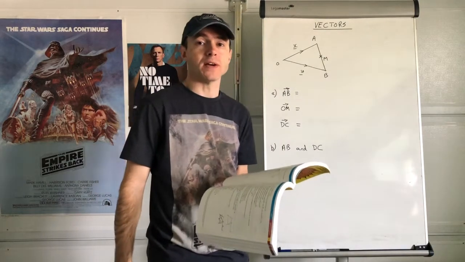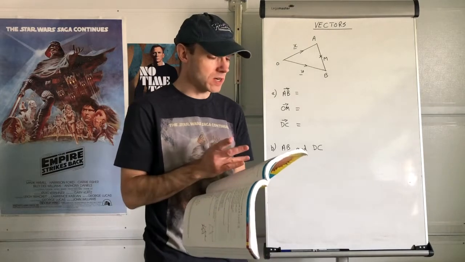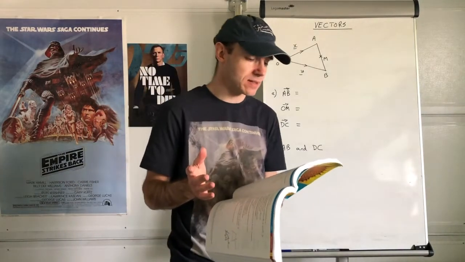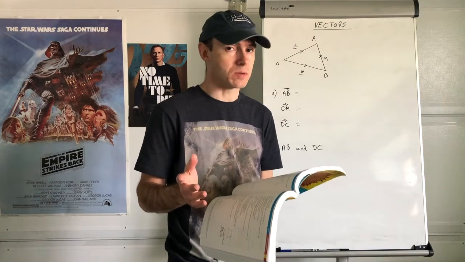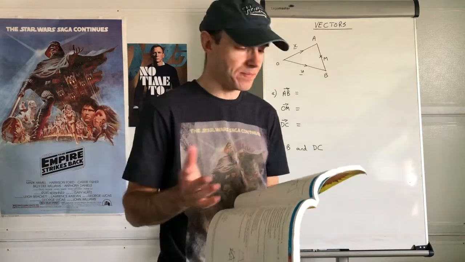We're going to finish off vectors, and then we're actually done. So what I'm going to do is take you through the examples in the textbook. You need to be on page 238. Example 6 is what I'm going to do in this video. I'll read out the example first of all, then talk you through it.